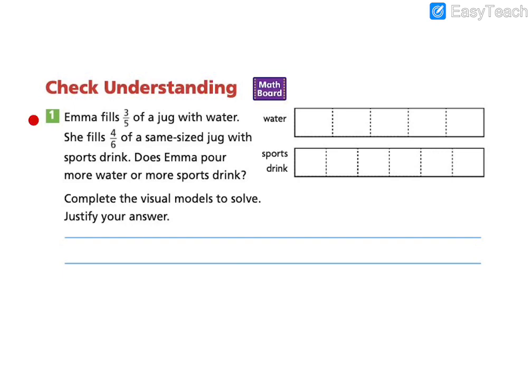Okay, let's go ahead and complete the check understanding. Emma fills 3/5 of a jug with water. She fills 4/6 of a same size jug with a sports drink. Does Emma pour more water or more sports drink? Complete the visual models to solve and justify your answer. Go ahead and pause the video, complete the visual models, write your answer, and then we'll check your work.